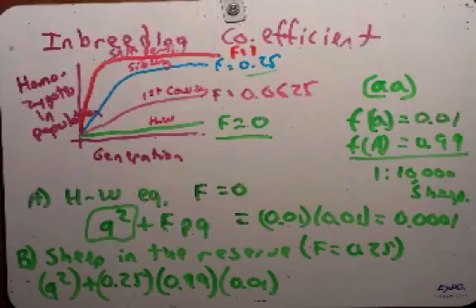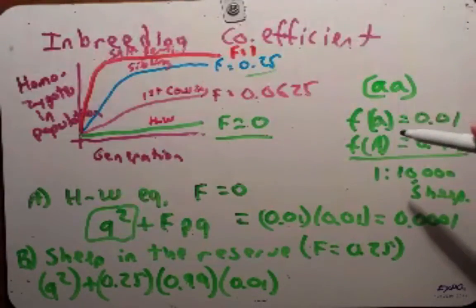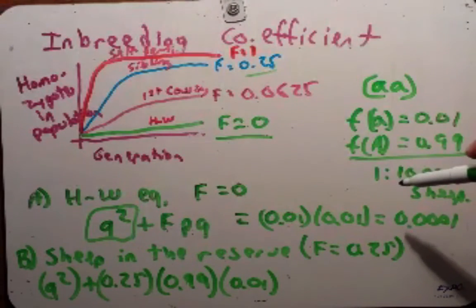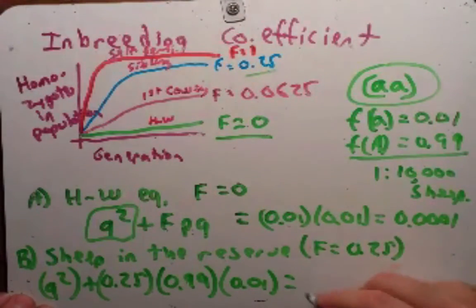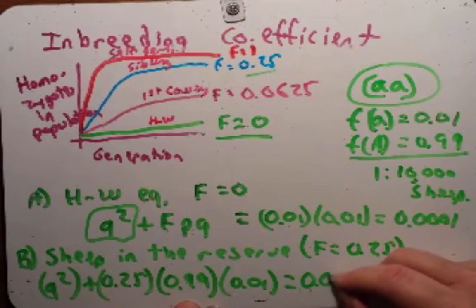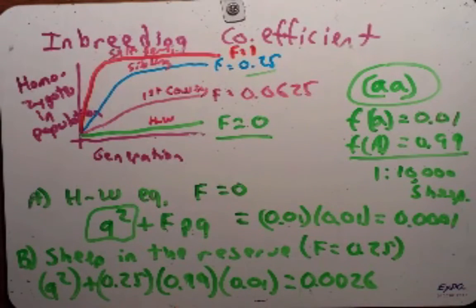It's still pretty low. But because of the inbreeding with siblings in the sheep population, we're going to see that number go way up, the probability of getting little a, little a. So let's go ahead and plug these numbers into our calculator. And what you should get is 0.0026. And even though this number looks fairly low, it turns out to be quite a bit higher than what we had before. This is 26 times the amount we previously had. So that's a dramatic increase.